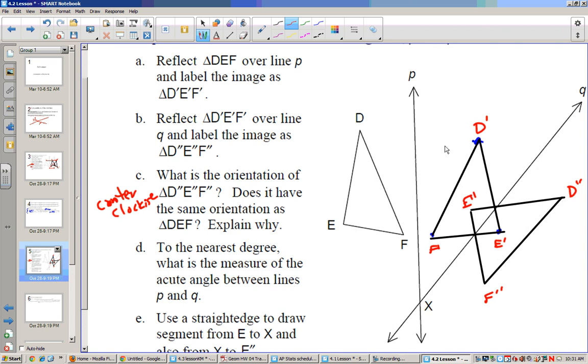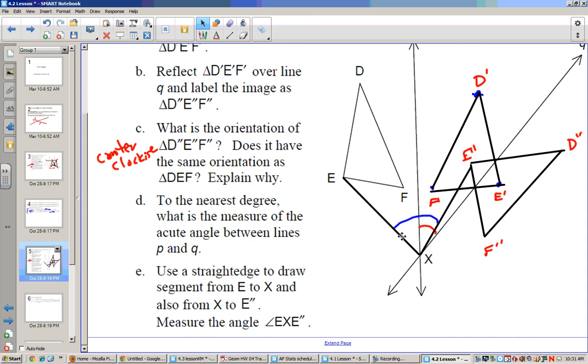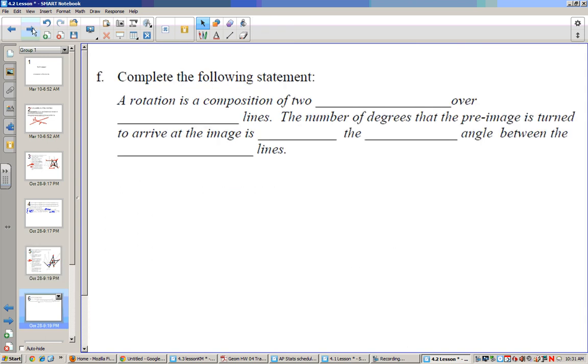Yes. This is a rotation, and a rotation won't change orientation. What is the degree between the two lines? So I want you to find this degree measure using a protractor. And then it says measure from E to X, and then X to E double prime. And I want you to measure this angle. Now, they might be slightly off, give or take 1 or 2 degrees, but that will help us come up with our statement.